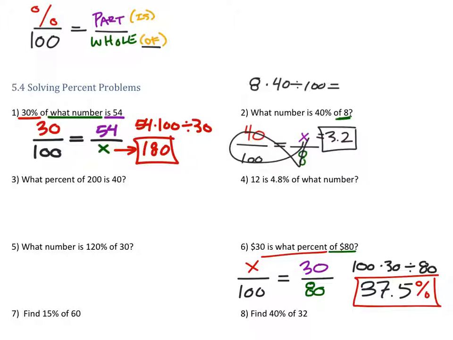So we can see the rest of these, I mean, they're worded differently, but the process is always the same. It just depends on where the unknown goes. So number one, the unknown was the whole value in the denominator. Number two, the unknown was in the numerator because it was the part. And then 6 had the percent, which was unknown.